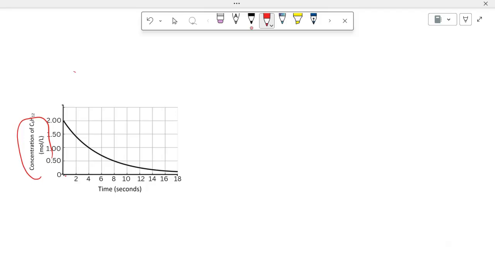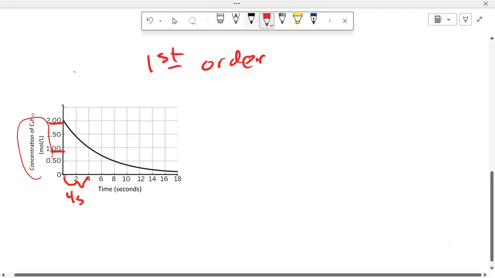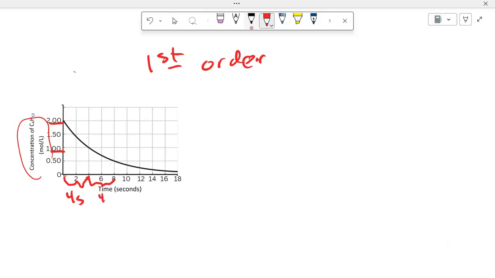In this case, we can figure it out by looking at the graph, only because it's a first order rate. The way we know that is we look at consistent time segments to see how long it takes for half of the reactant to disappear. So we go from 2 down to 1, and that took 4 seconds. Then we do another 4 seconds, and that went from 1 down to 0.5. So we had half of it there. That was another 4 seconds.